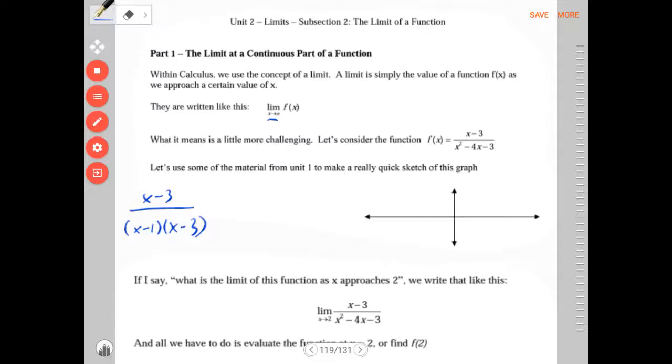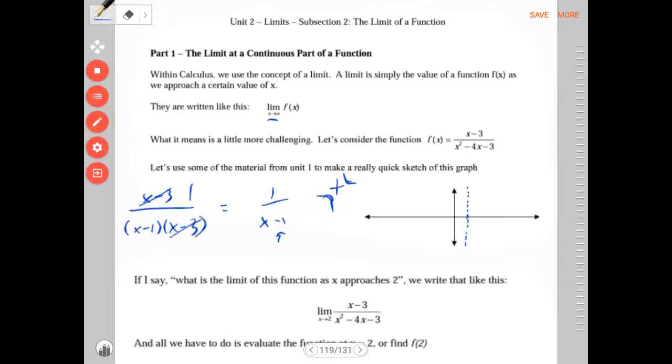When we do that, look what happens with the bottom: those cancel. Remember though, there's still a 1 here. So really this simplifies to 1 over x minus 1. Remember that's the swoopy graph, just moved over right 1. So there's an asymptote at x equals 1.